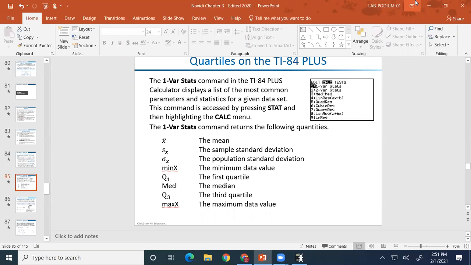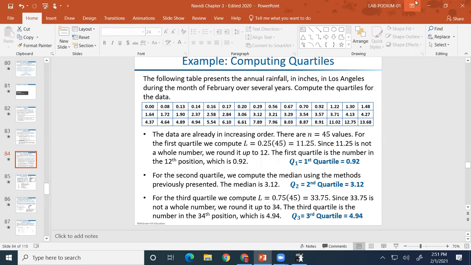I think you might be looking at them, I forgot what they were. 0.9. Yeah, 0.92. 3.12, and then this is 4.94. And see that they're all sequential, well, you know, in order. And then, like I said, that's just called a 5-number summary. And we're going to use that for something interesting in a bit.